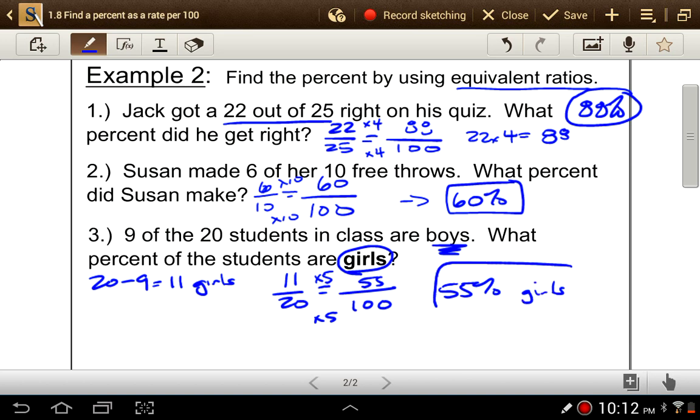Okay? So the key in this lesson is that percent is out of 100. So we're going to convert all of our ratios to 100 to figure out what that percent is.